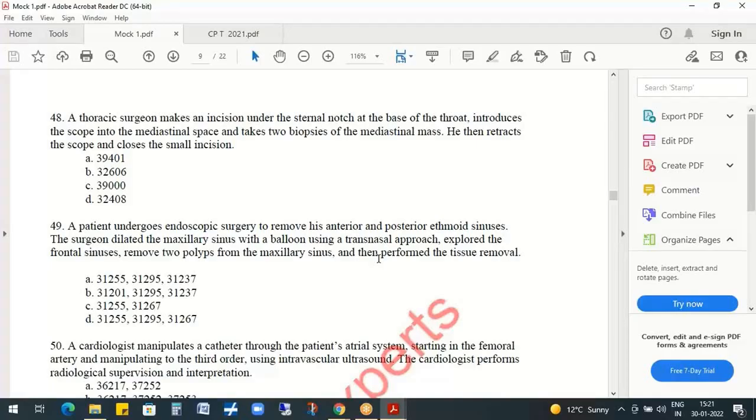But if you read this one, 32606, then it is thoracoscopy. Thoracoscopy is not the needle, it's not biopsy. Here only the mediastinal space is examined. Thoracoscopy means the total thoracic region, like the pericardial sac, mediastinum, everything is examined. Here they introduced the scope into the mediastinal space, not into the thoracic region. Okay? So 39401 is the answer.